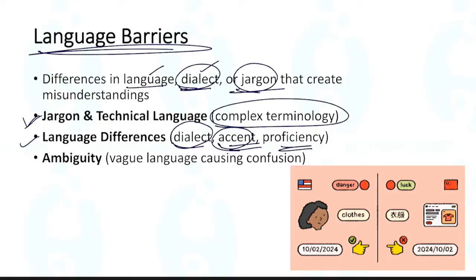Proficiency. If you are not proficient, if your vocabulary of a certain language is limited, we won't be able to communicate properly.